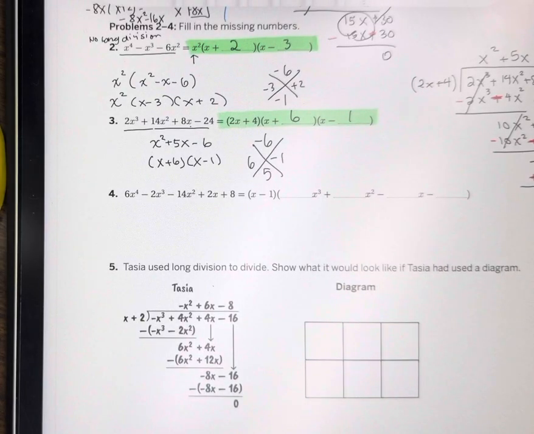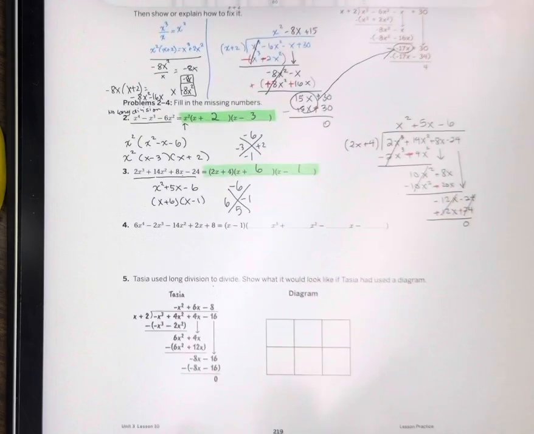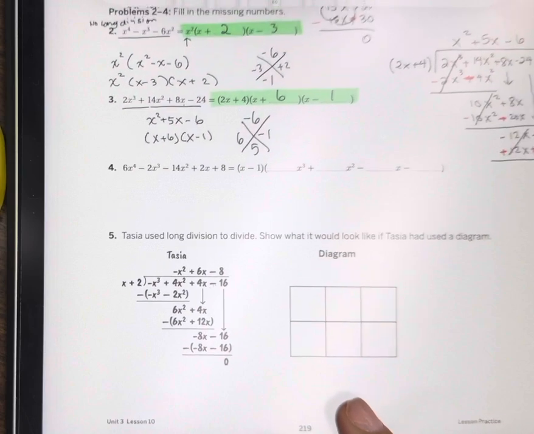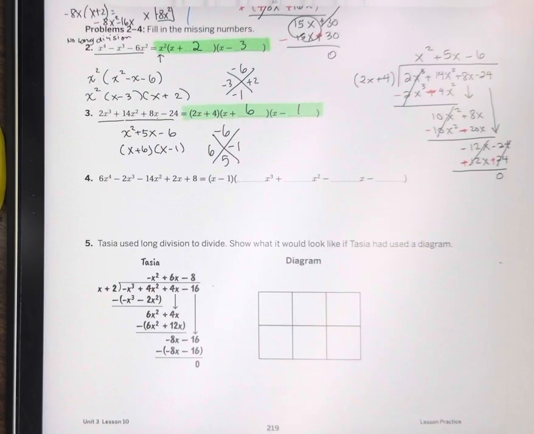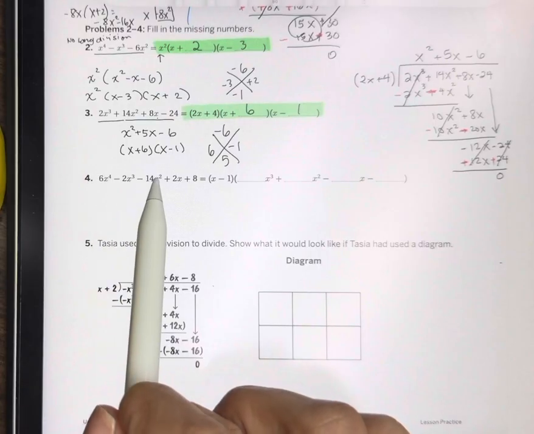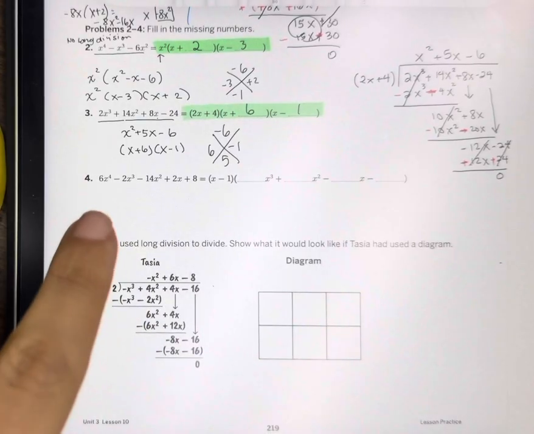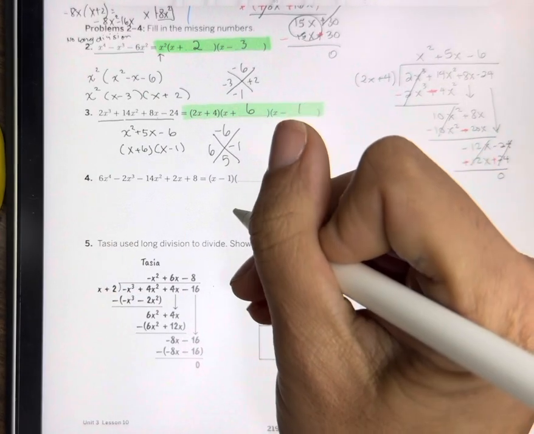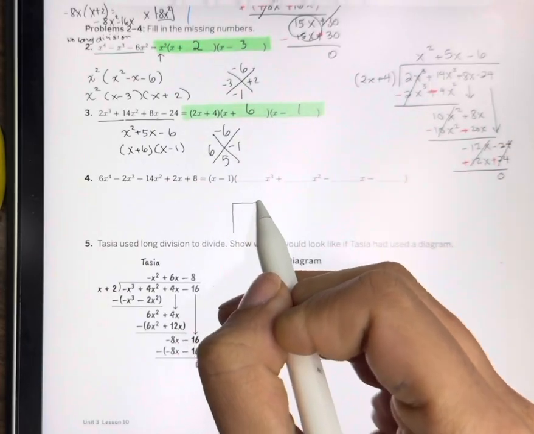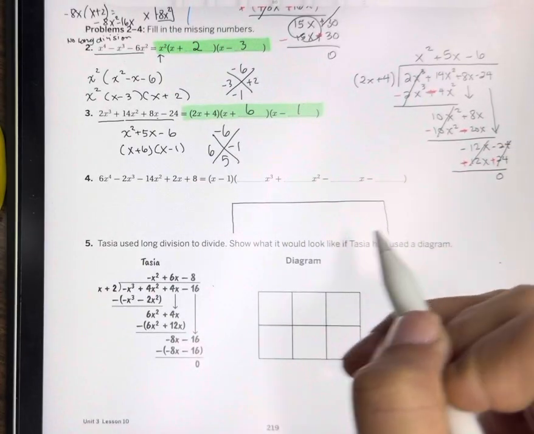Okay. Now number 4. I could do it just like I did number 3 with long division, but as promised, I want to show you the different methods because you could do it whatever way you want. For this one, 1, 2, 3, 4, 5. I noticed 5 terms across, so I think I should make a box that goes 5 across.